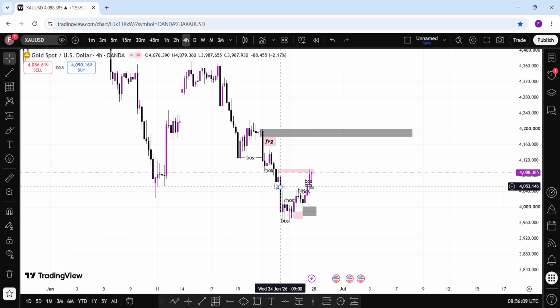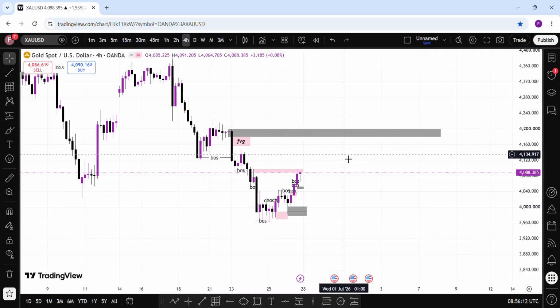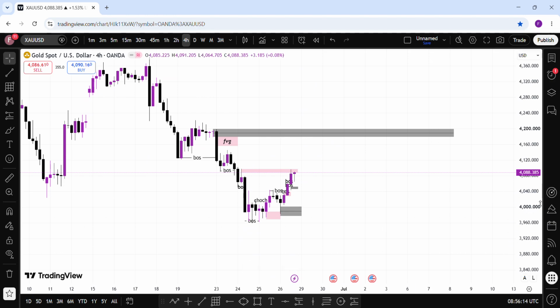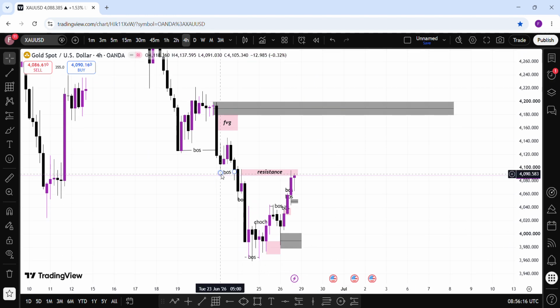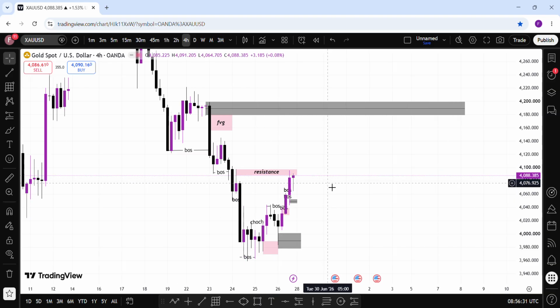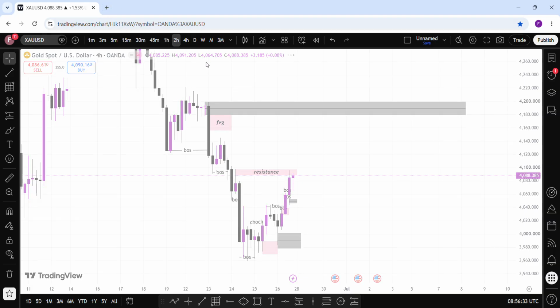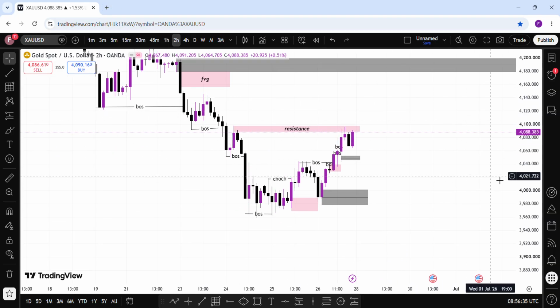So looking at these recent structures, because we have to understand what's happening, right? And the buying momentum. We have a break of structure here. We have a break of structure here. This is the other block, which is more or less like a resistance level, which price is currently reacting from. That is where the market closed on Friday. So let's move down to 2 hours and understand the structure better.